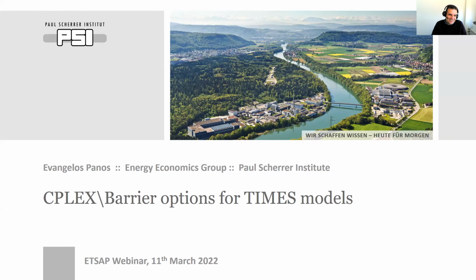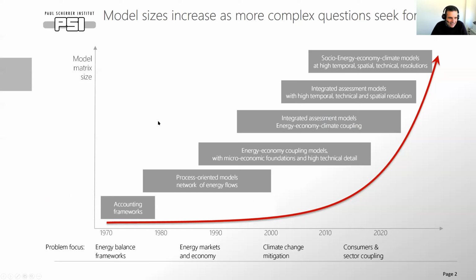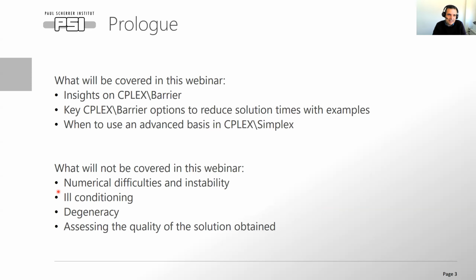Thanks. Thank you, George. Thank you, Paul, for this opportunity to present some Simplex barrier options for the TIMES models. And as we all know, our models become more and more complex over time. If we look 50 years ago when everything started, the models that we had at that time seem to be very simplistic to what we have today. So exactly this is the point of this webinar today, how we can speed up our models, and I'm talking only about linear programming. I'm not touching mixed integer programming here.